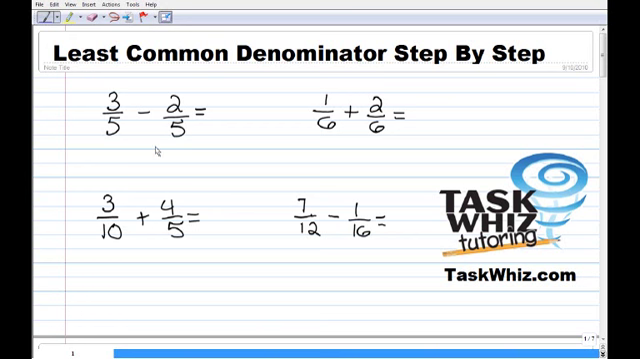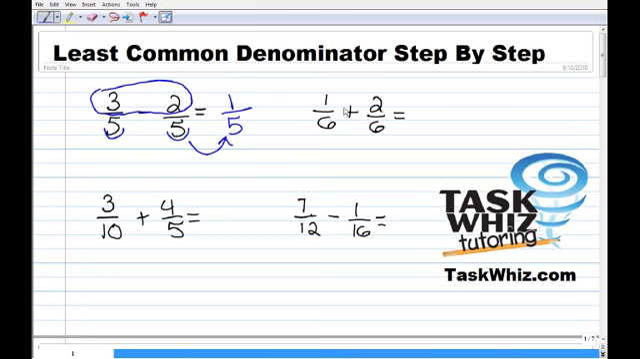As you know, when you add and subtract fractions, it is very important that your denominators be the same. So for example, in 3/5 minus 2/5, our denominators are 5 and 5. Since they're the same, it makes solving this problem very easy. We can just subtract right across our numerators. 3 minus 2 is 1, and we bring our common denominator over to the other side.